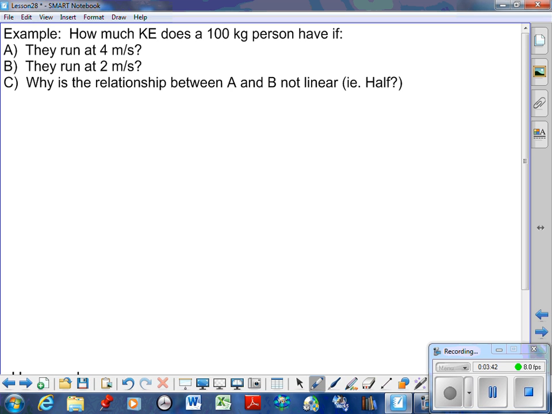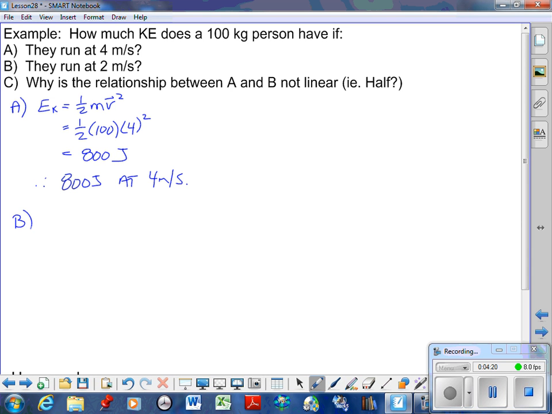So kinetic energy: a 100 kilogram person, how much do they have if they run at 4 meters per second? Kinetic energy equals 1/2 mv squared. So 1/2 times 100 times 4 squared. This is how much energy they have if they run at 4 meters per second. And we get 800 joules. Therefore, 800 joules at 4 meters per second.